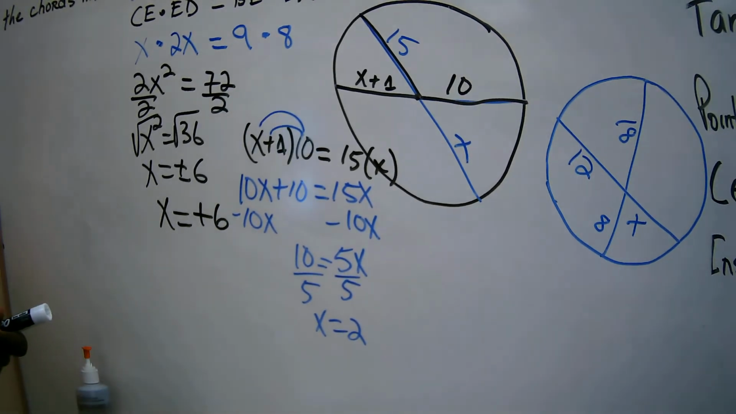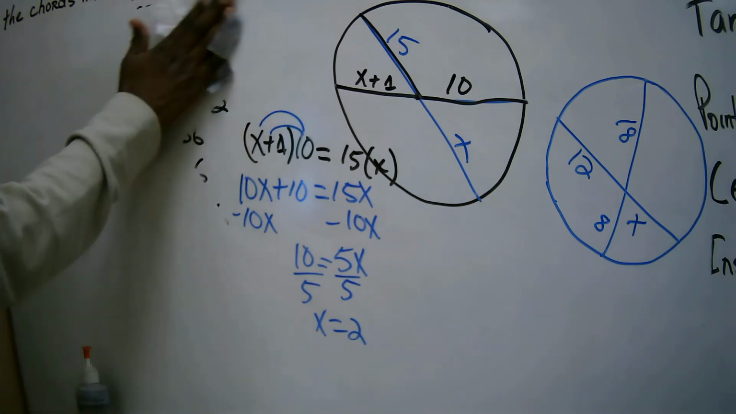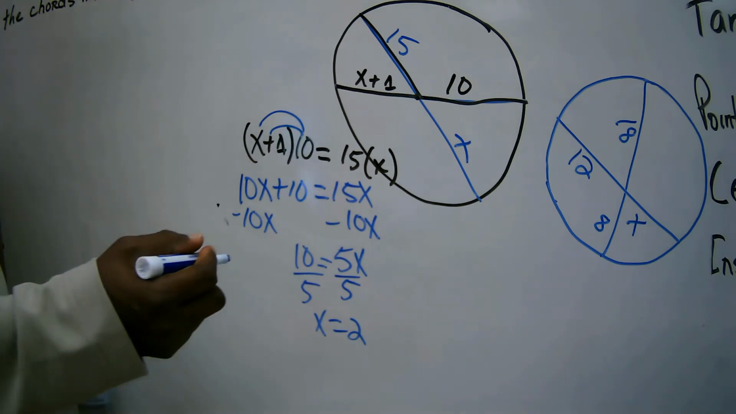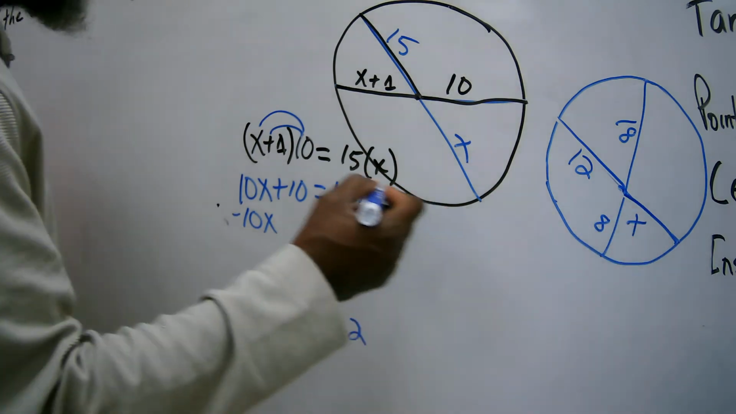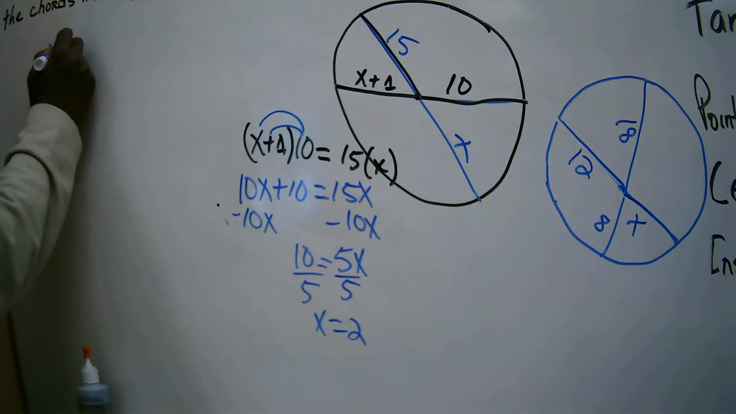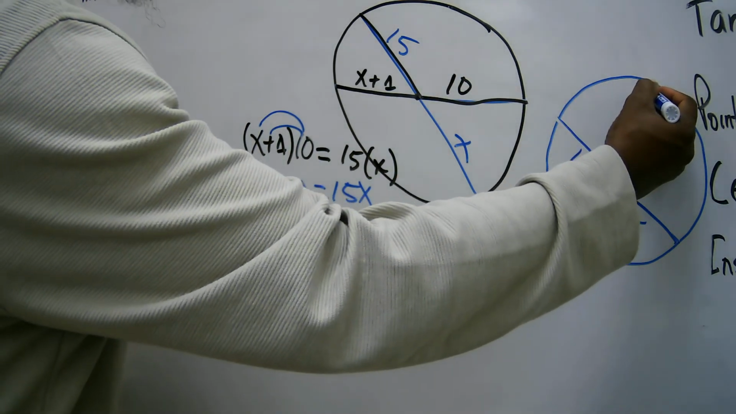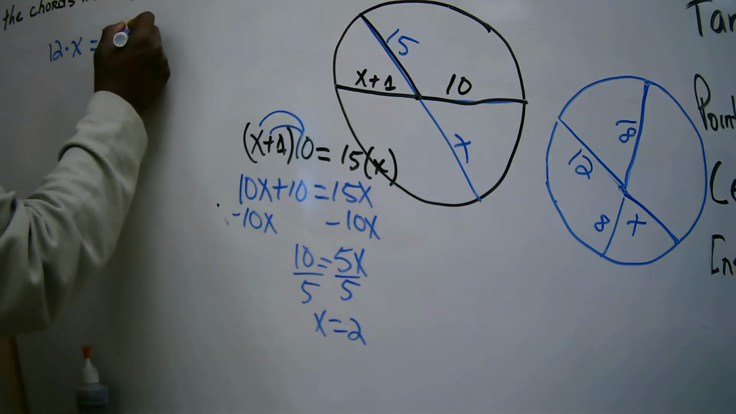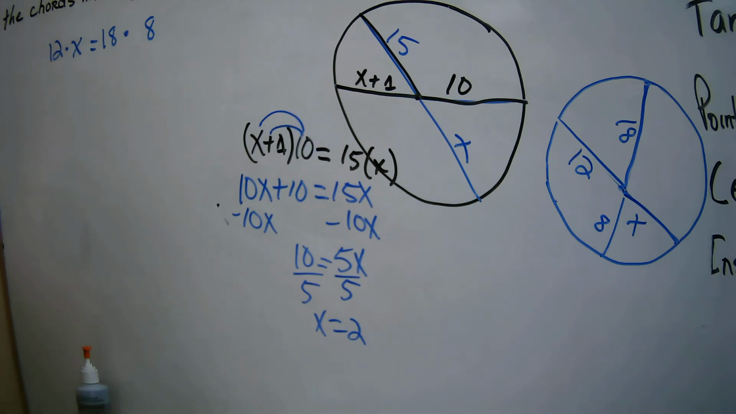Next problem. In the next problem, we'll take 12 times this distance. That will be 12 times x is equal to 18 times 8. That will be your model equation. And in this case, you solve for it.